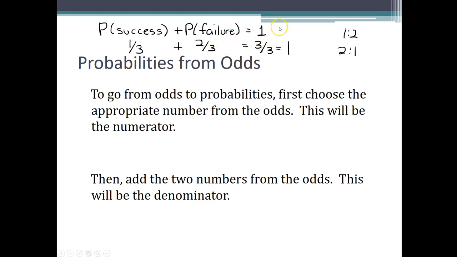So if you are given odds, you can actually work backwards and figure out the probability of success and probability of failure, knowing that. If you have odds in favor, then the first number is part of the probability of success, second number is probability of failure. If you have odds against, first one's failure, second one's success. And these numbers in the odds are your numerators. Then you add the two numbers together, that'll give you your denominator.